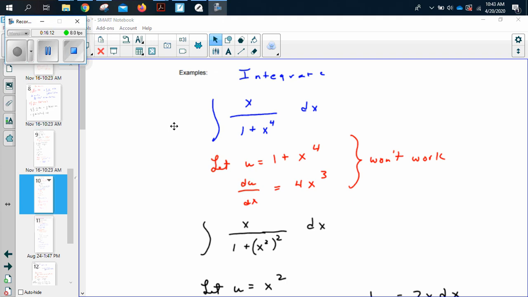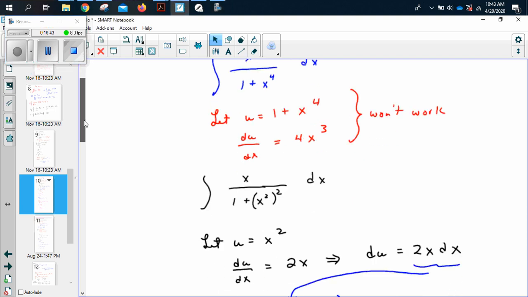Now this one is a little bit different because if I just let u be the denominator, the derivative of that is going to be 4x cubed. And I don't have a 4x cubed, I have an x. And you can't just go multiply by x squared. You can multiply by a constant, but you can't multiply by x or divide by x. You can't do that. So if I think about it, my x to the 4th is x squared squared.